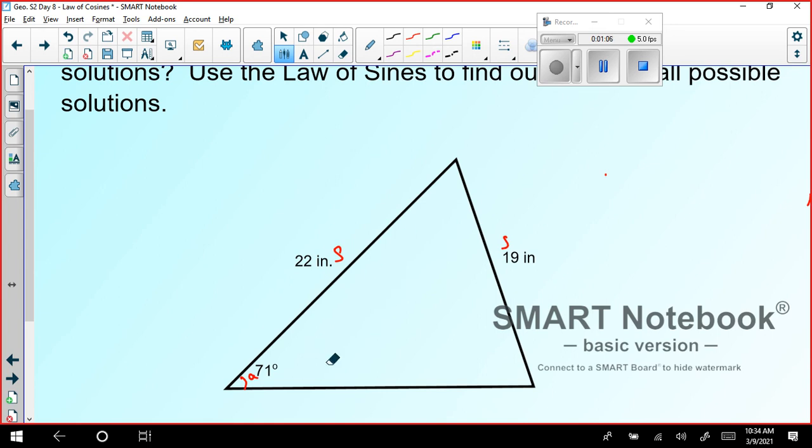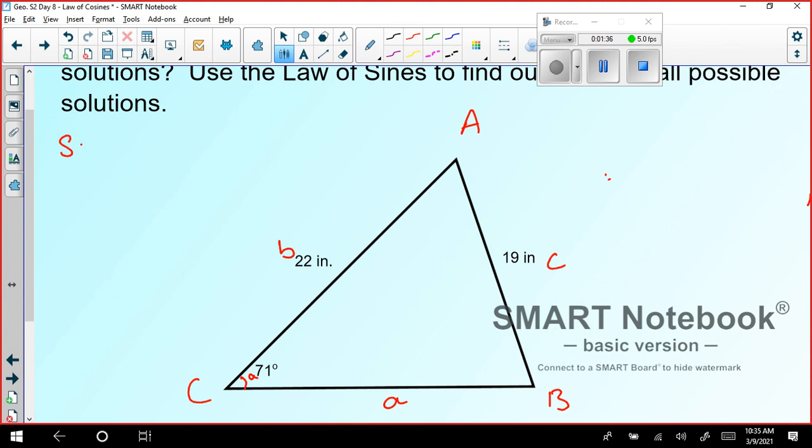Let me label this as A, B and C. With reference to angle A, this is going to be our side opposite A. With reference to angle B, this is our side b, and this is our side c. Okay, this is confusing. Let me just erase this. Now we have to use law of sines.